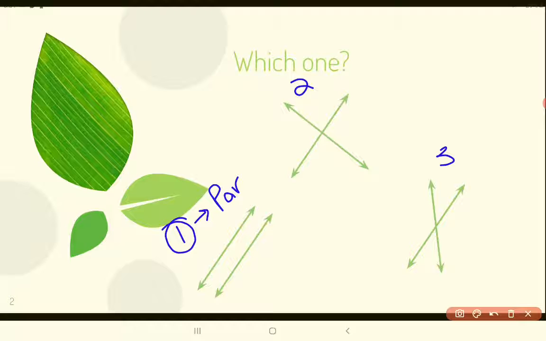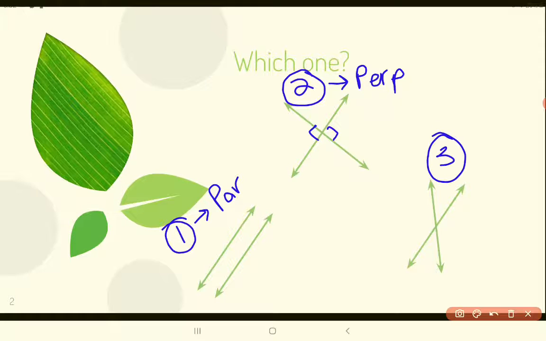Now, here's the question. Options 2 and 3, both of those lines intersect. So which one is perpendicular? Hopefully you said number 2. What's the difference between number 2 and number 3? Well, number 2, those lines form right angles. In order to be perpendicular, lines have to form right angles. So number 3, if I asked you if it was parallel or perpendicular, you would just tell me that it's neither. Because they intersect, they can't be parallel. And they don't form right angles, so they also can't be perpendicular.